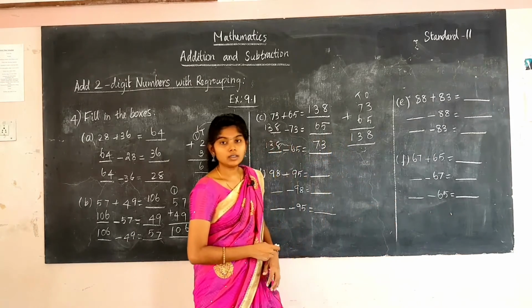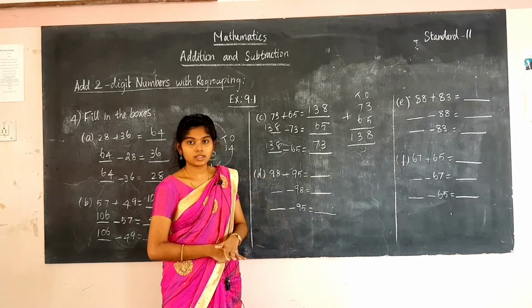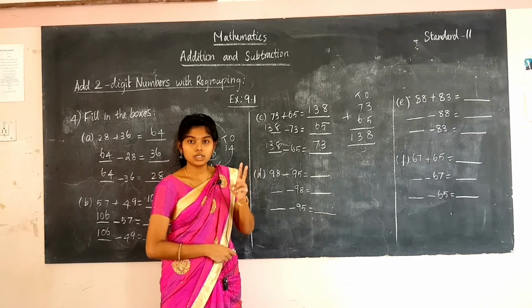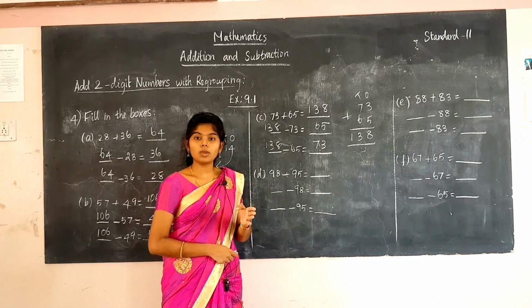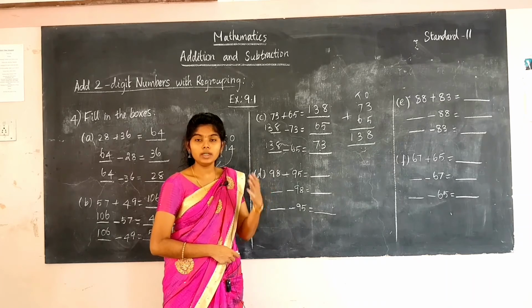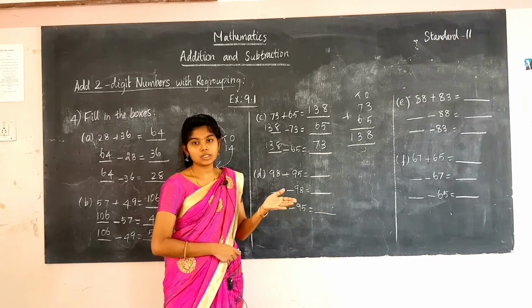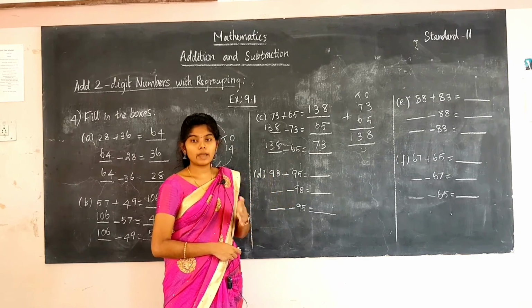So what have we learned today? Addition and subtraction. We have added 2-digit numbers with regrouping. Regrouping means there will be a carryover number in one of the places, the tens place or the hundreds place. So do the homework that I have given you.